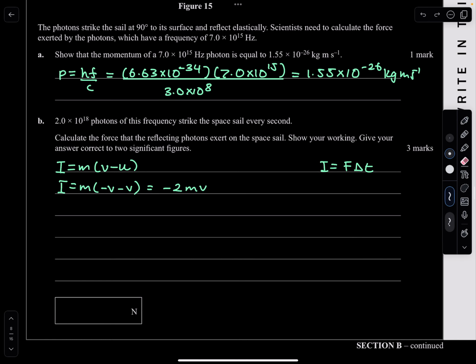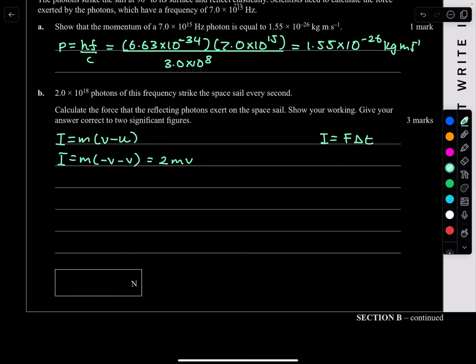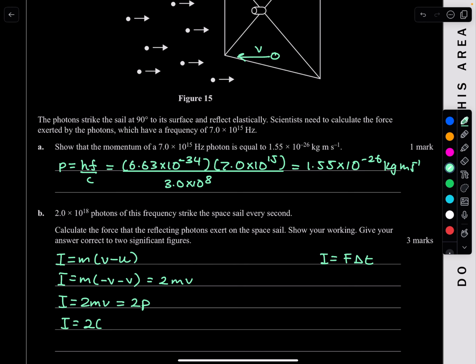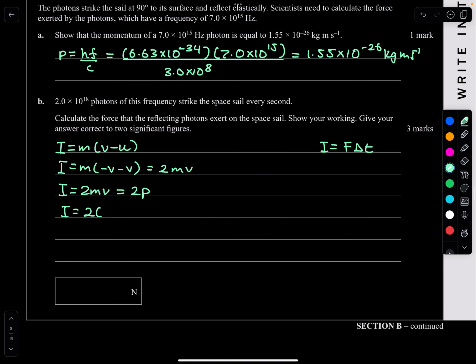Now, we don't need that, to be honest. We don't worry about that negative because we're not trying to calculate the direction of the force, so we can leave it like that. Your impulse is just 2mv. mv is momentum, as we know, so it's the same as 2p. Let's calculate your impulse. It's 2 times our momentum, which we calculated, which was 1.55 times 10 to the power of negative 26.